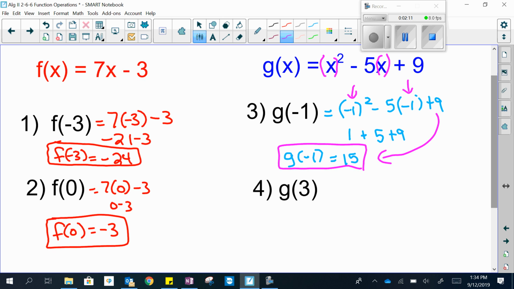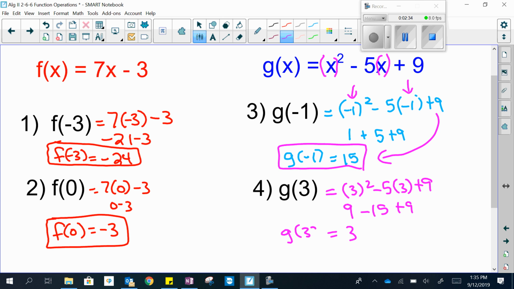With g of 3, I'm going to try it. Let's see. 3 to the second power minus 5 times 3 plus 9. Input value of 3. I'm going to do it by hand. That would be 9 minus 15 plus 9. 9 minus 15 is -6. So the answer is 3. So g of 3 equals 3. Yes? Input, output.